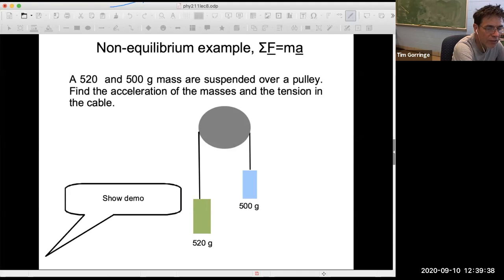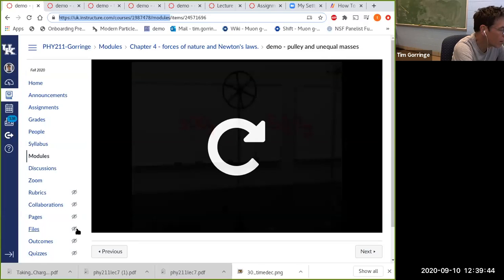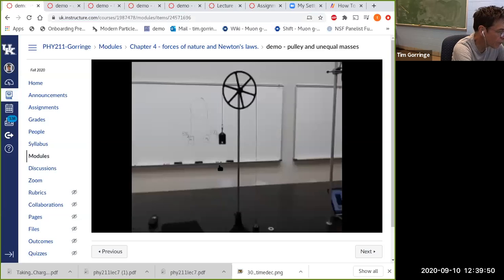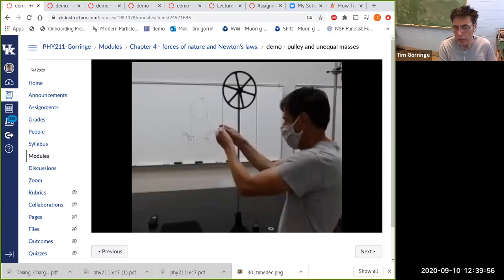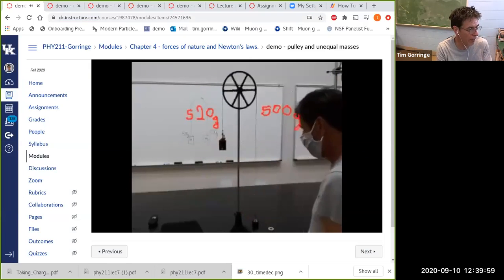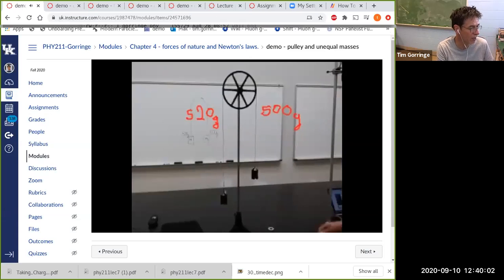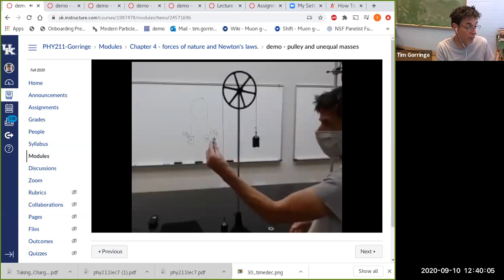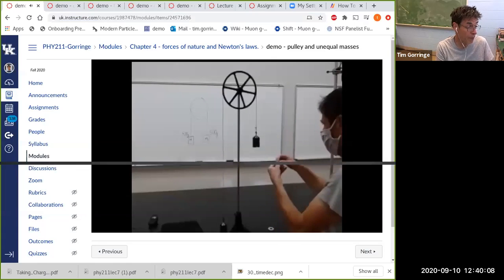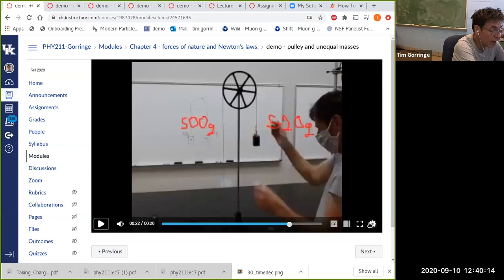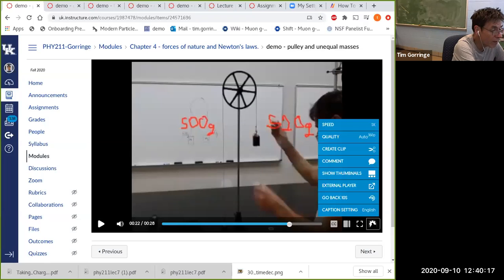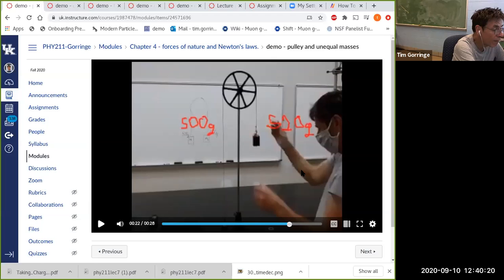I'm just sharing another screen here. And you're going to see exactly that arrangement of the 520 and the 500 gram masses. The way I'm doing it is I had two 500 gram masses and then I added a 20. Now the left-hand side has got the extra 20. And you see the one on the left falling, the one on the right rising, and that's under the pull of gravity. Let me just stop it for a second and I'll slow it down so you can see it even more clearly.